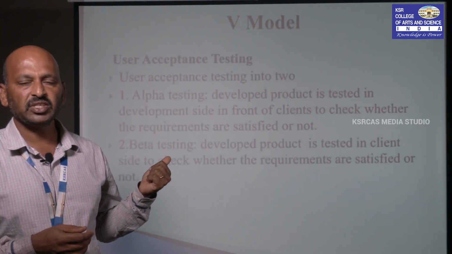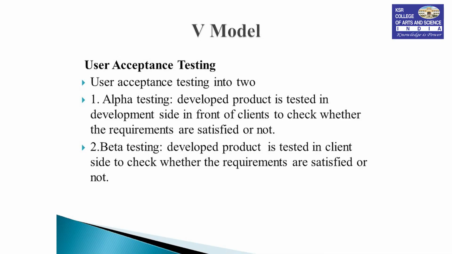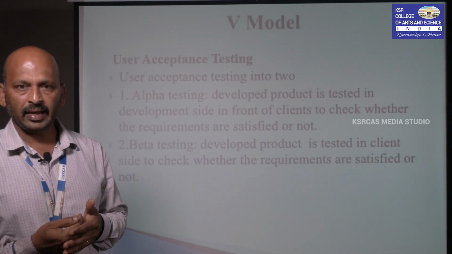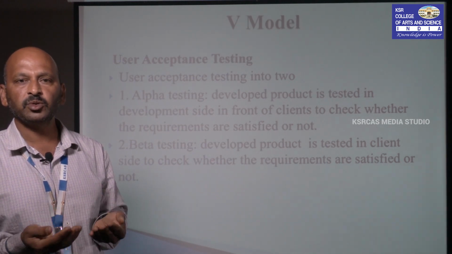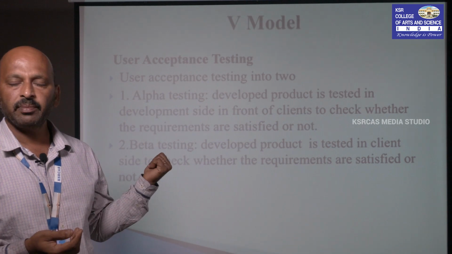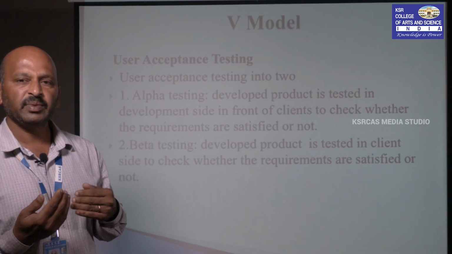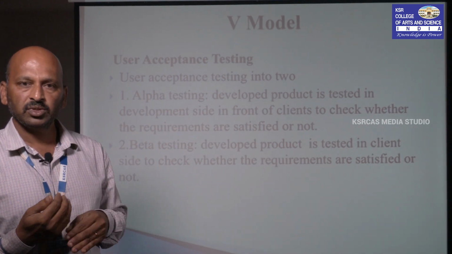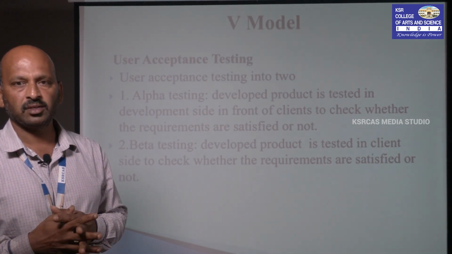User acceptance testing is divided into two phases: alpha testing and beta testing. In alpha testing, the developed product is tested in front of the clients on the development side to check whether the requirements are met or not. Coming to beta testing, it is tested on the client side to check whether the requirements are met or not.